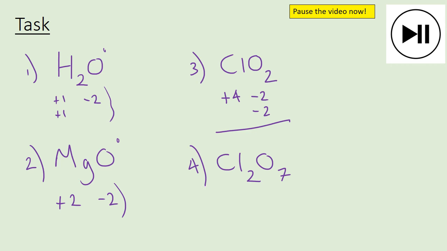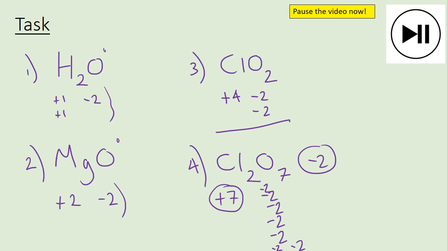And finally, the last one, similar to what we've done in question 3, we've now got 7 oxygens and they'll all be -2. That adds up to -14. So oxygen is -2. And that means that chlorine must be +7 in this case. So chlorine is +7 because there's 2 of them, and those 2 must add up to 14. So the oxidation state of oxygen in number 4 is -2. Oxidation state of chlorine is +7.